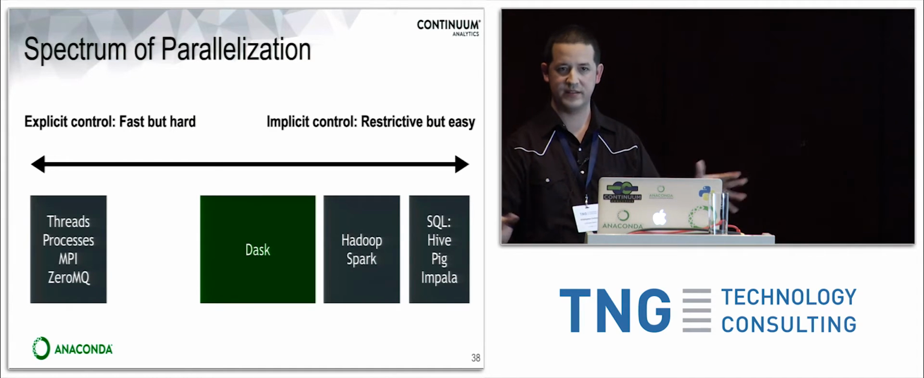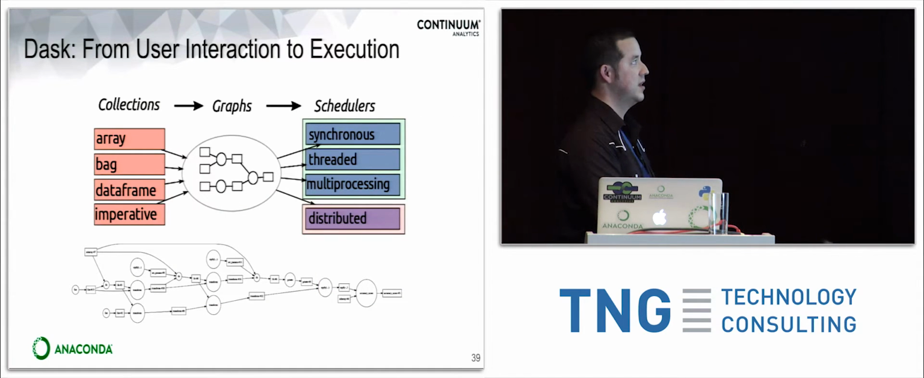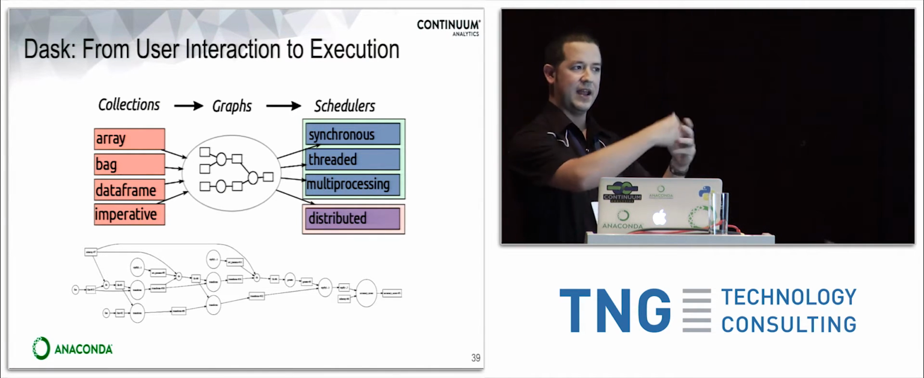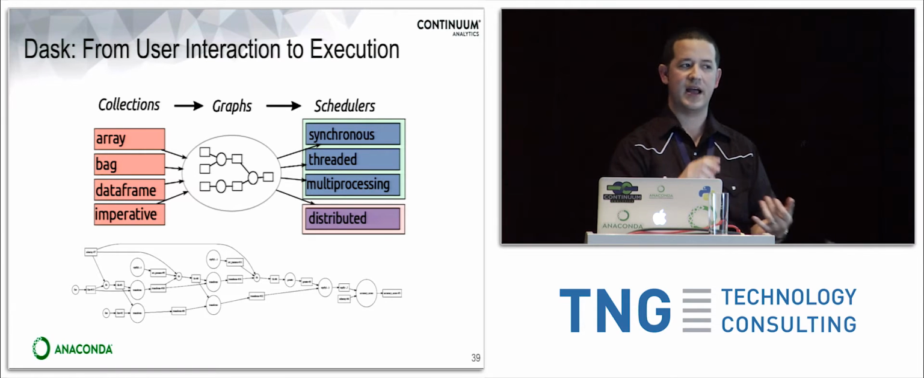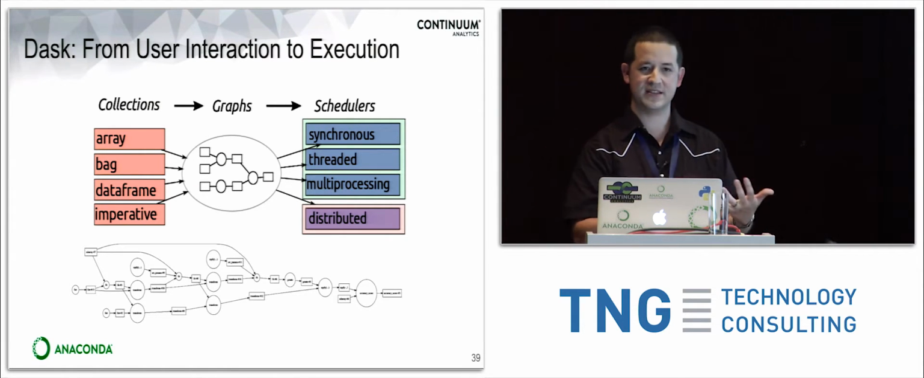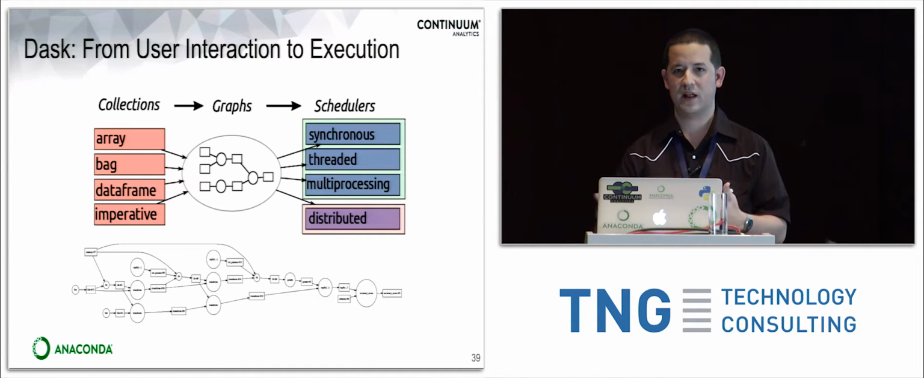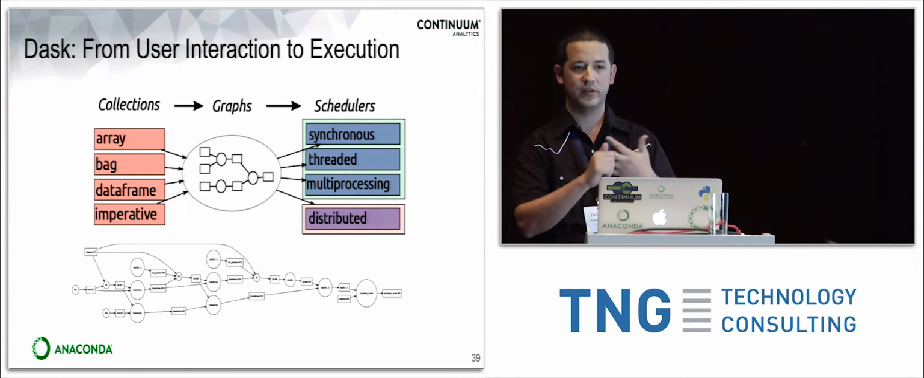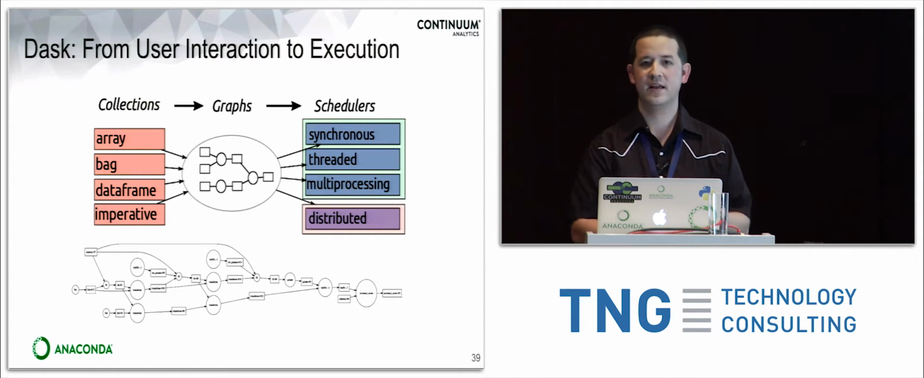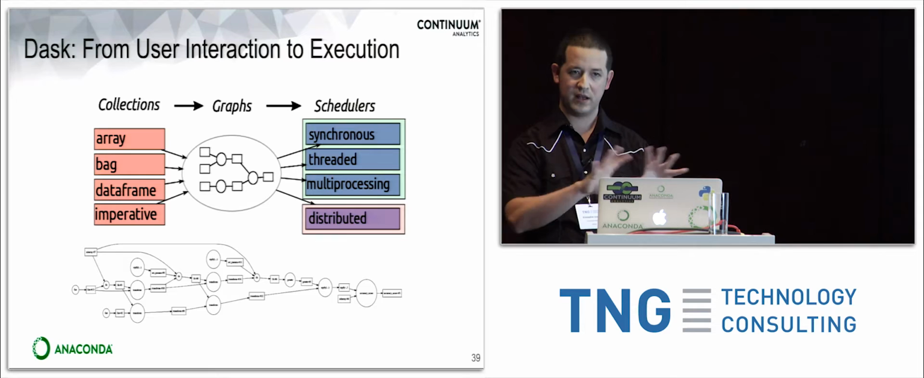So how does Dask work? Dask is a distributed task scheduler. At its core, Dask is a parallel processing framework, and it has things called collections. So it has arrays, which are NumPy arrays, bags, which you can think of like multi-sets or a list with repeated elements, data frames, which are literally pandas data frames, and it has imperative, or what's now called delayed. This allows you to wrap custom code and create custom graphs.